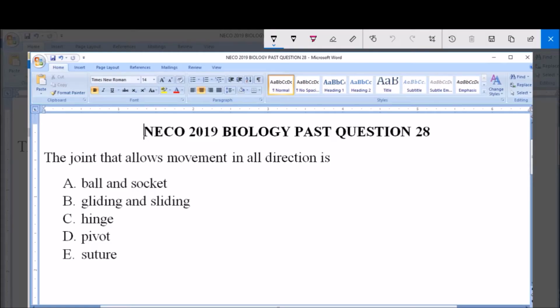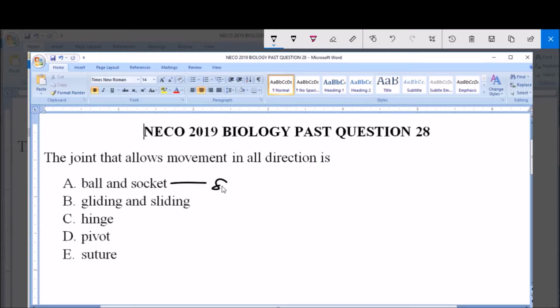And welcome. I'll be answering NECO 2019 Biology Past Question 28. The joint that allows movement in all directions is A. Ball and socket joint, B. Gliding and sliding joint, C. Hinge joint, D. Pivot, and E. Suture joint. Now the ball and socket joint is actually a type of joint.